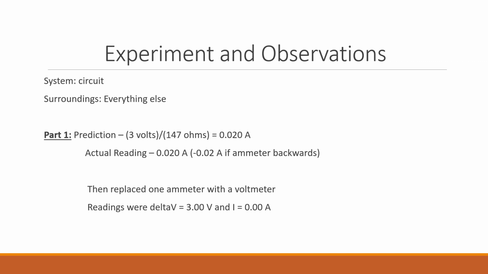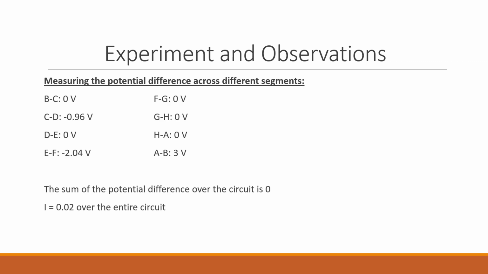And in part 1, the actual reading was 0.020 amps. Then we replaced one ammeter with a voltmeter, and the readings were delta V equal to 3 volts and I equal to 0, which makes sense. And then measuring the potential across the different segments, this makes sense as it's negative across the resistors and positive across the battery, and then those cancel out, and the sum of the potential is 0, which makes sense once again with the loop rule.